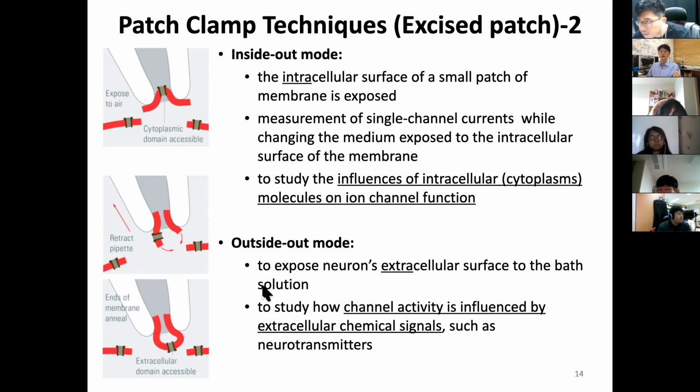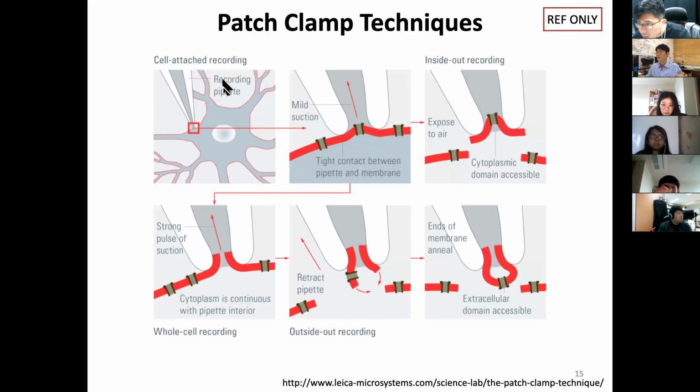So now you can study how this channel activity is influenced by extracellular chemical signals, such as you can put in a neurotransmitter and see how ion channel function changes. So is this clear? People who have done patch clamp in their life may not have done inside out, only outside out. So I'm talking about the differences and where this is coming from, okay?